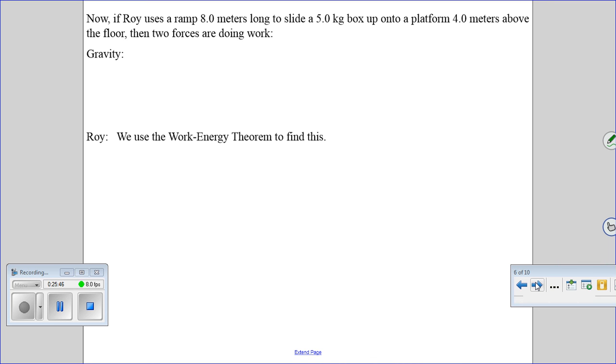So this one's basically going to amount to the same thing. This time he's using the ramp to push the block up. I don't know that we have to go through the calculations on this, but it's going to be the same thing, right? The idea is when he pushes the box up the ramp, he's going to exert a smaller force over a bigger distance. So again, the work done by Roy is still going to be 196 joules, right? But he's working against gravity, which is negative 196 joules. And so your net work still turns out to be 0. So this is basically just more of the same thing.